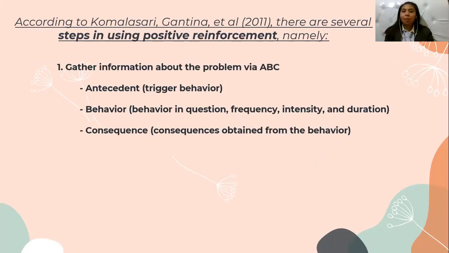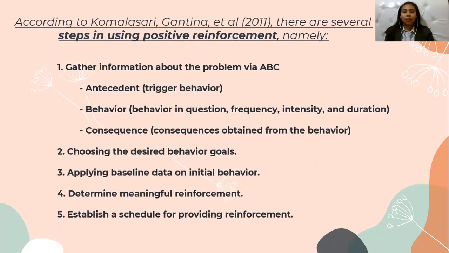So according to Komalasari Ganting et al., there are several steps in using positive reinforcement. The first is to gather information about the problems via ABC. ABC means antecedent, which triggers the behavior, and the behavior, which can be seen in its frequency, intensity, and duration. And then the consequence is what kind of positive reinforcement we should give to the students. The next is choosing the desired behavior goals and applying baseline data on initial behavior, determining it, establishing it, and then applying it in the class.